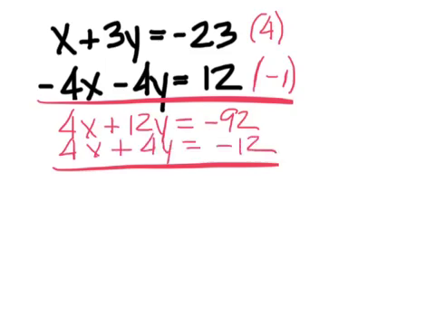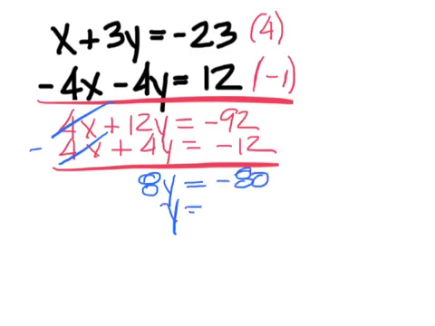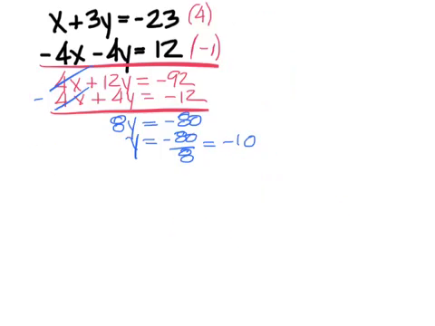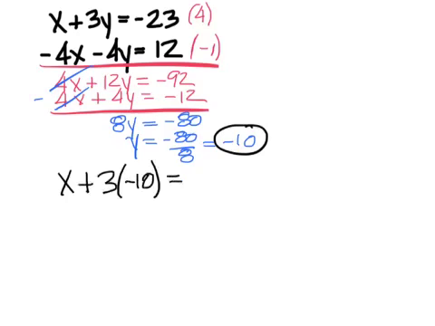What operation do I need to use? Subtraction. So when I subtract these two, they're gone. 12 minus 4 is going to be 8. And negative 92 minus a negative 12 is a negative 80. So when I divide by 8, I'm going to come up with an answer of negative 10. We're going to choose the top one, so x plus 3y, but instead of using y, I'm going to use negative 10. And set that equal to negative 23.